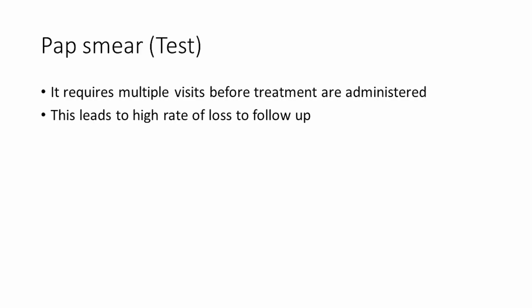In addition, pap smear requires multiple visits before treatment can be administered. The first one is that you need to do the smear. After the smear, the woman will have to come back for the results. If abnormal results are found, the woman is referred to colposcopy. At colposcopy, targeted tissue is obtained. Biopsy is taken from the abnormal area.